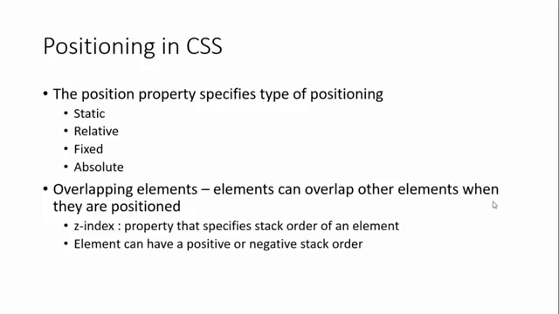Let's just quickly open an example and try to understand this. Before we go to the example, there is a topic called overlapping. Let's go through the topic of overlapping elements. Elements can overlap other elements when they are positioned. Now they are determined by a z-index property that specifies the stack order of an element. The element can have a positive or a negative stack order. Let's jump into the demo now.